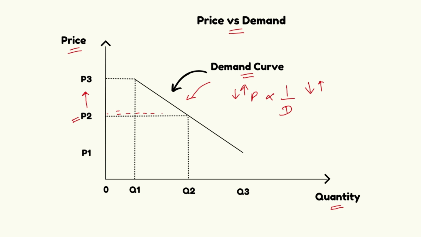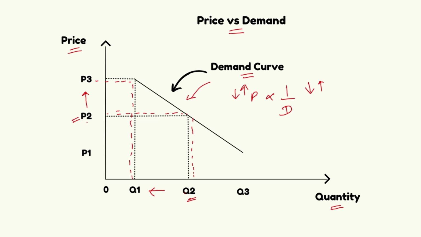This is the demand level for P2, which is Q2. Now let's see what the demand level for P3 is. The demand level for P3 will be Q1. What has happened? The demand has decreased. So this is the inverse relationship between price and demand.